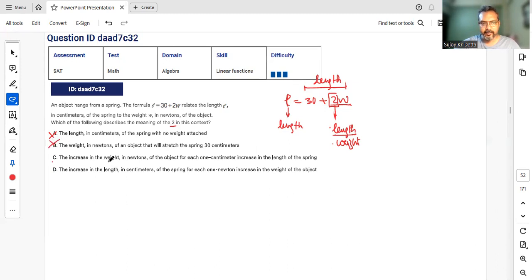C is the increase in weight for each 1 centimeter increase in length. It's actually the other way around. It is the increase in length for every unit increase in weight. So it is not correct. D says it's the increase in length for each 1 Newton increase in weight. Yes, that is the correct answer. Length by weight multiplied with the weight will give us length, and then we'll have the correct relation. So change in length by change in weight means it's the increase in length for every unit increase in weight. So that's option D. It's just testing whether you know the concept of slope.